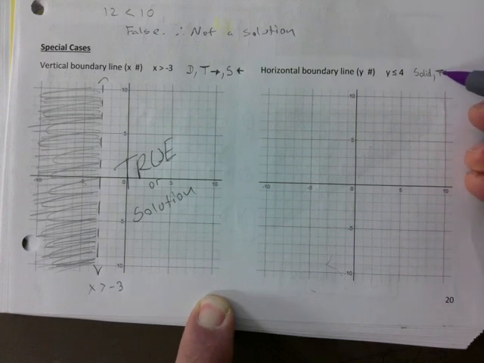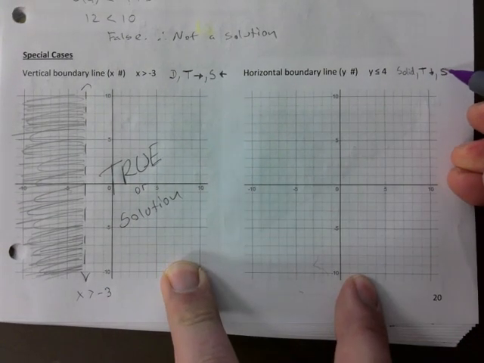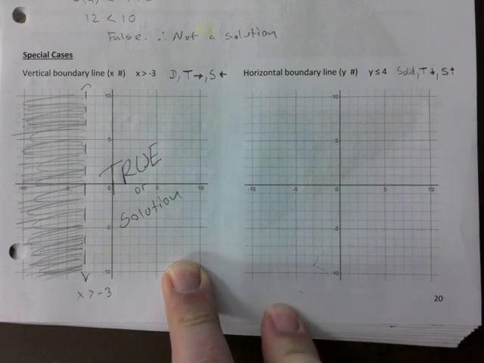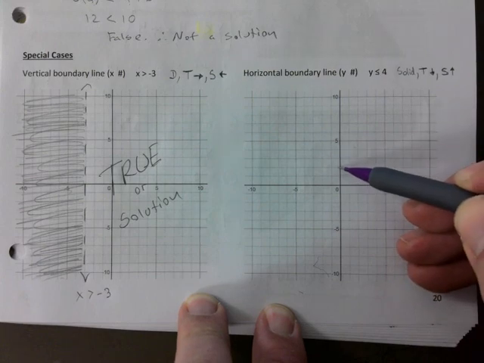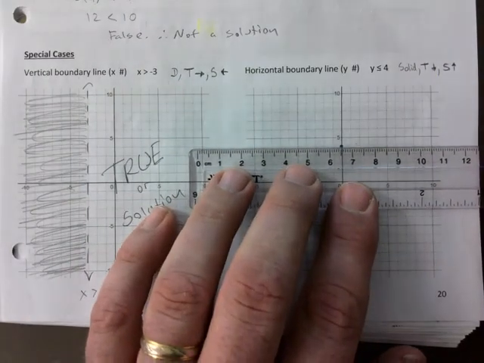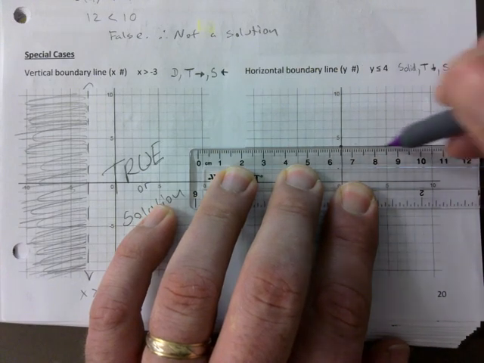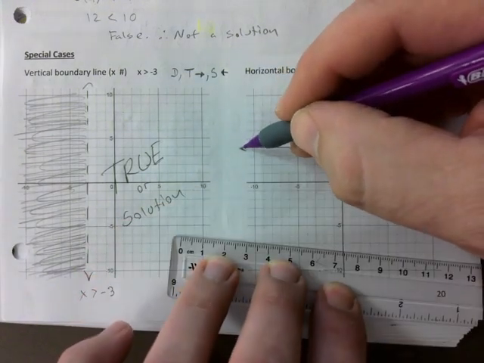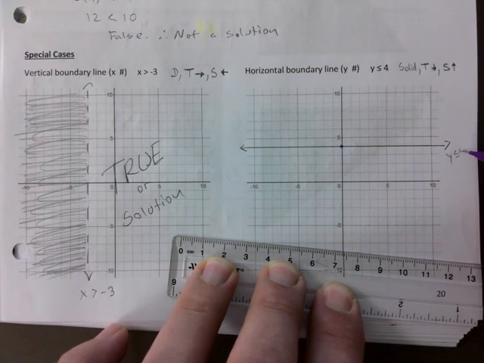The true region is where? Y is less than, that means the true region is below. We're going to shade above. So you go find positive 4: 1, 2, 3, 4 right there. And this is a solid line, which means that the points that land right on the line would also be considered part of the solution. So y is less than or equal to 4.